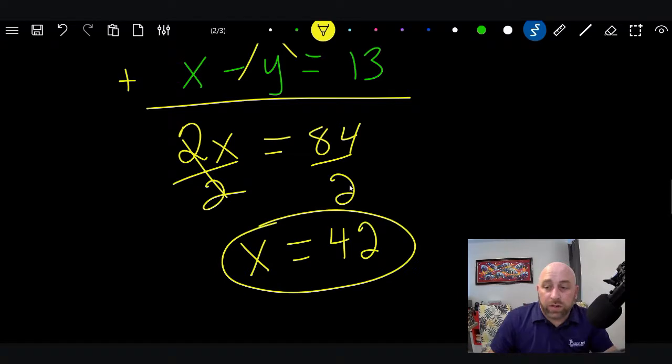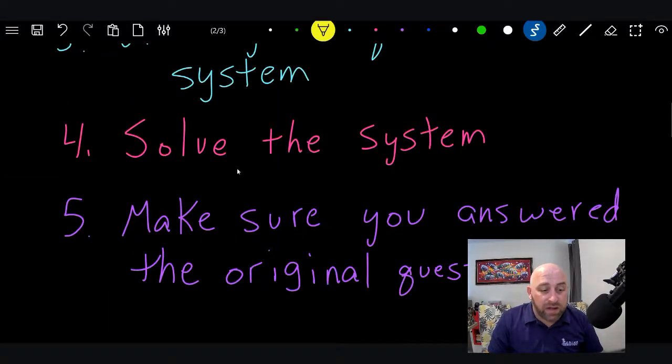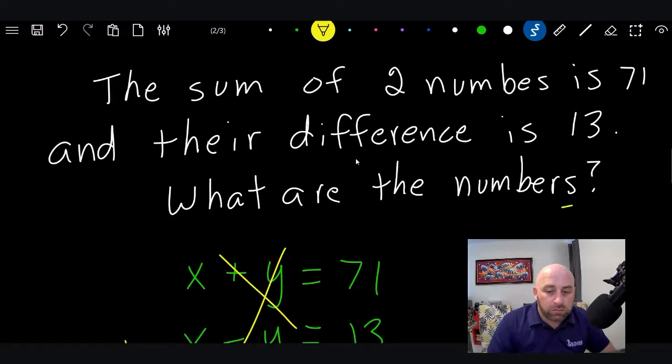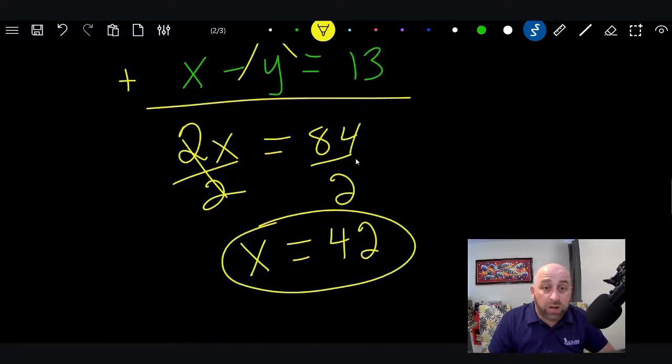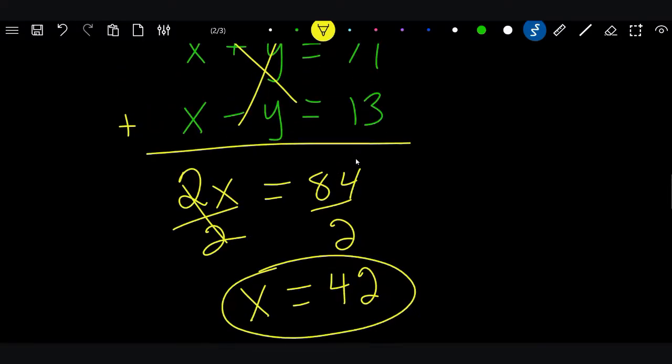X equals 42. Now, let's go back to the original and see, did we answer our question? Because that's step number 5, right? Make sure you answered the original question. So here's the original question. What are the numbers? Plural. We only have one number. What do we still need to do? We still need to find what y is. We have what x is.